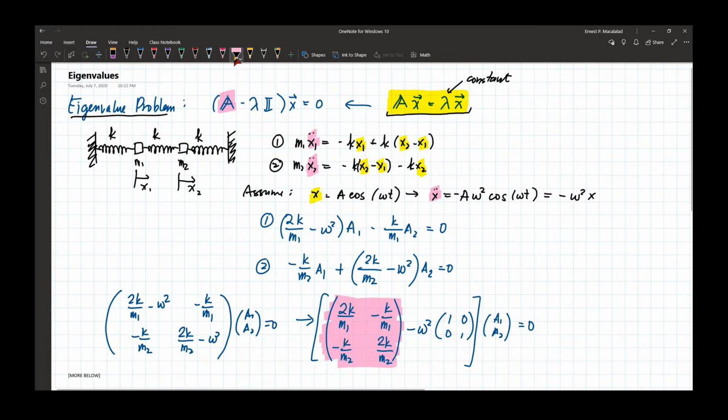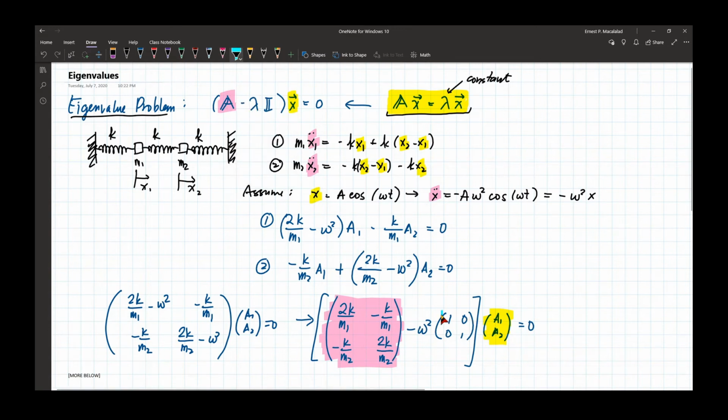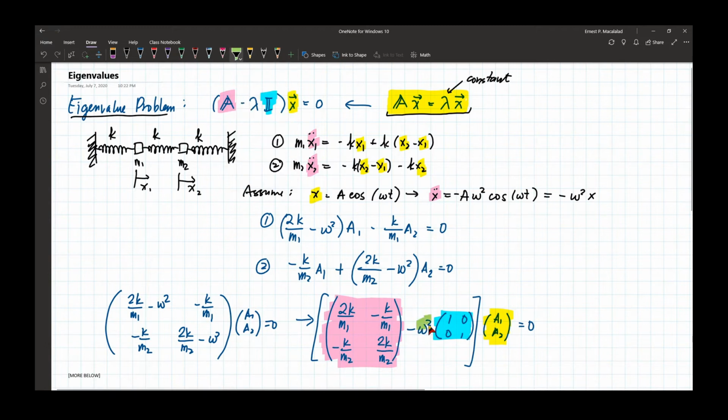Okay, this is A. Your x vector will be this one. This is your identity vector, identity matrix. And lastly, this is your lambda. So what we're actually solving here is the eigenvalues lambda.